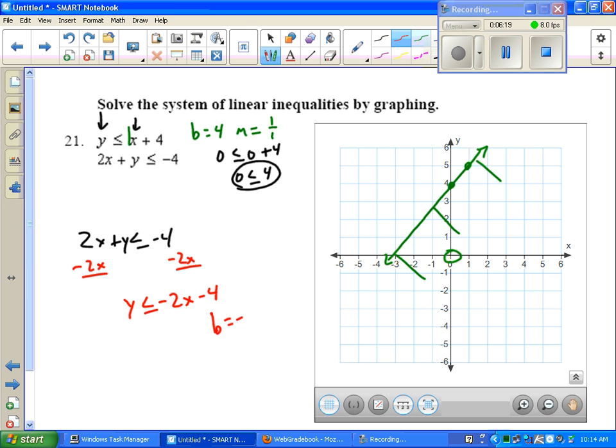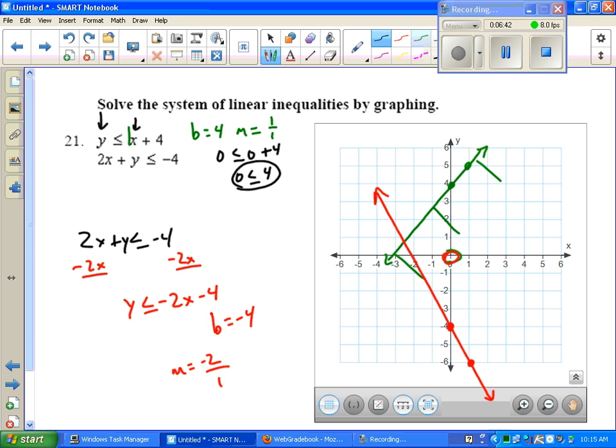B is negative 4, so begin at negative 4. Your m value is negative 2, which is over 1. Go down 2 and to the right one for your second point. That says less than or equal to. So again, it's going to be a solid line, not a dashed line. Solid line. And then we have to determine which side to shade. We can pick 0, 0 again because it doesn't run through there.